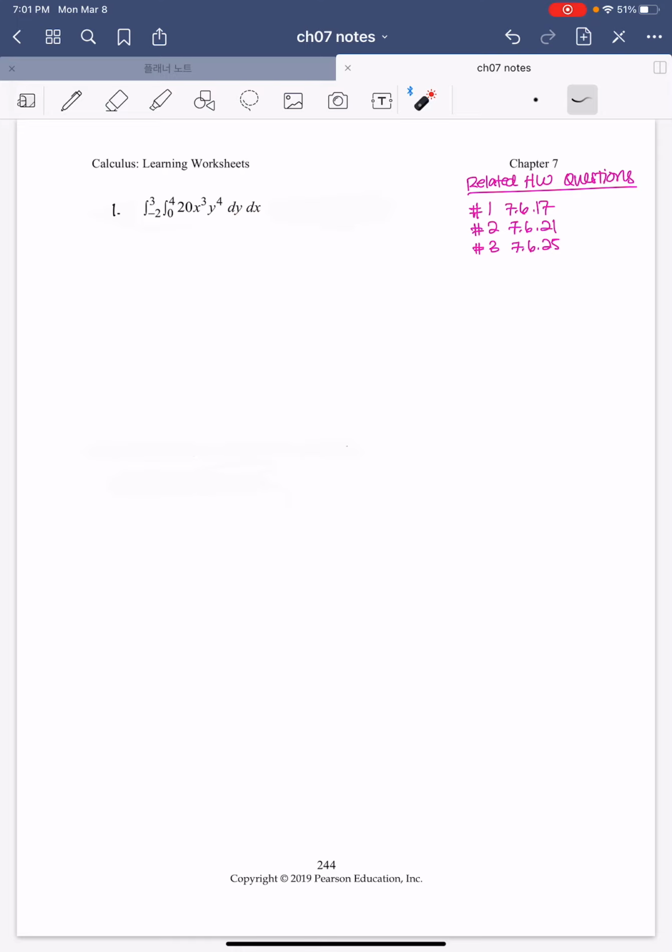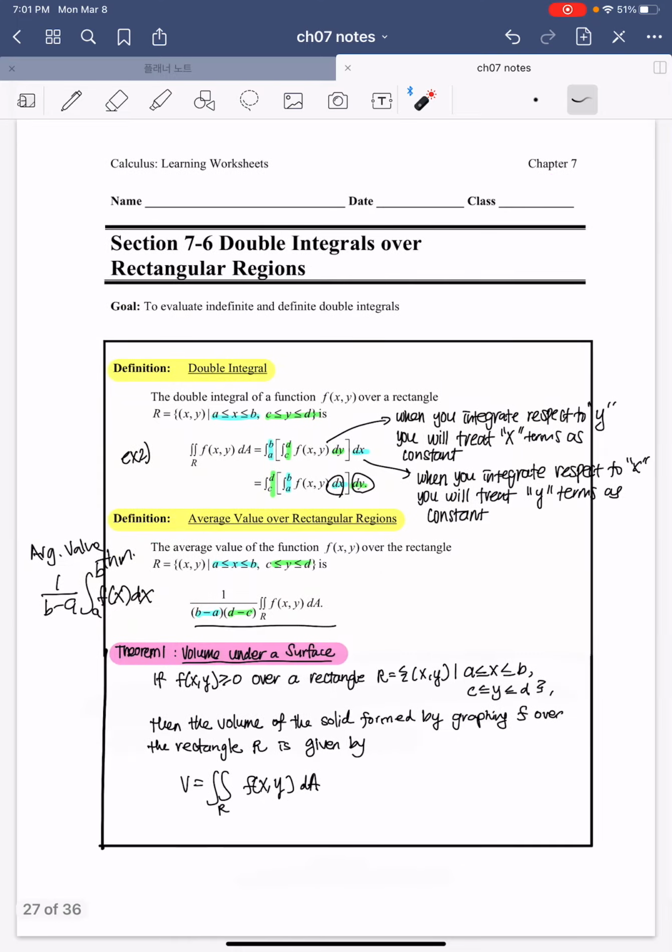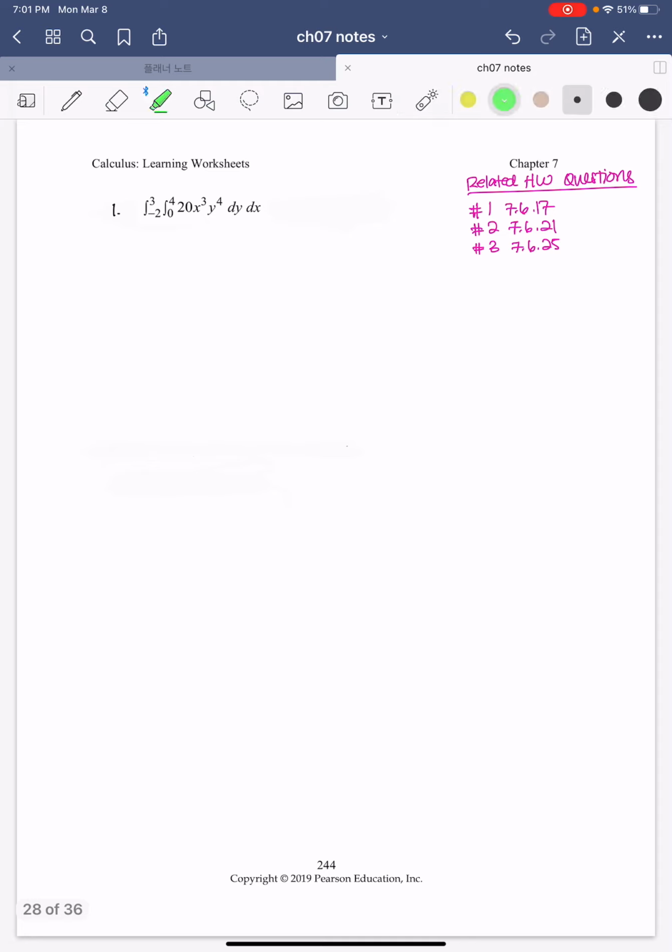I'm just going to color code it, and then the x terms are these. Again, inside out, we are going to integrate this one first, with respect to y, then with respect to x. With respect to y means the x variable is constant, so this whole thing is your constant.